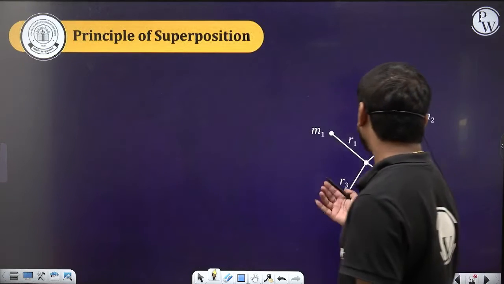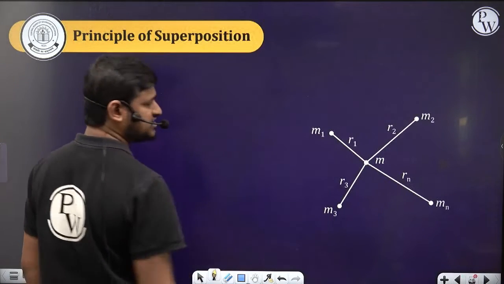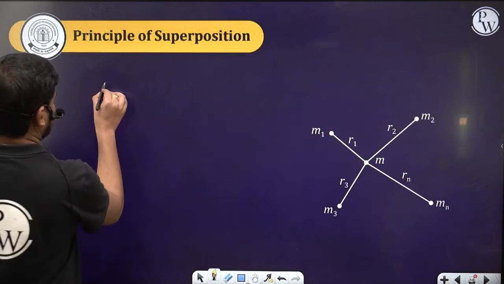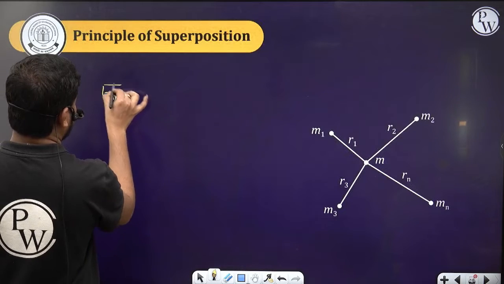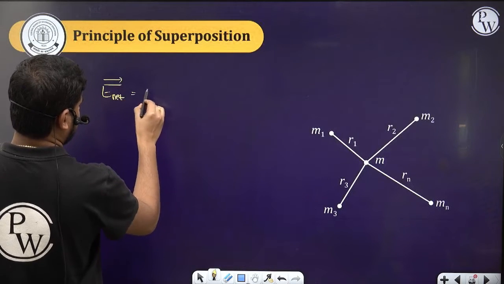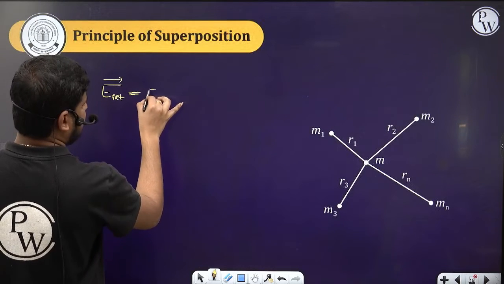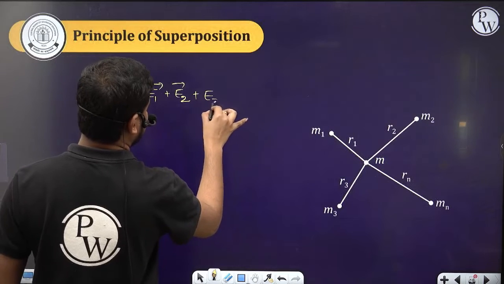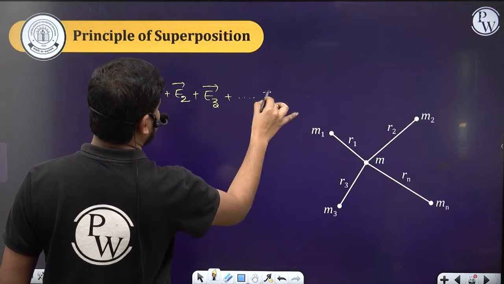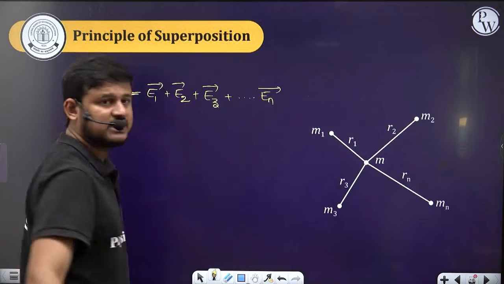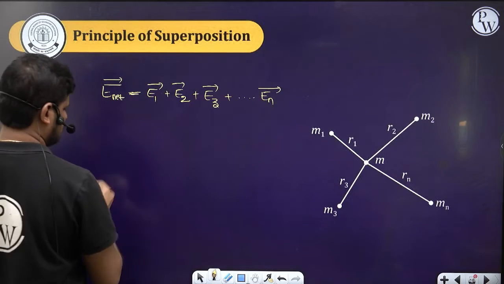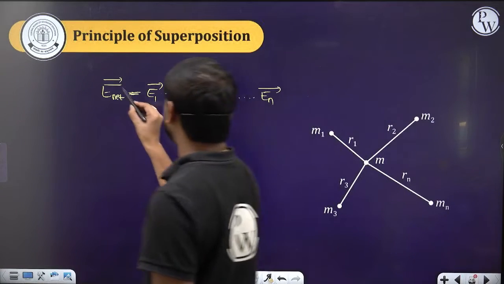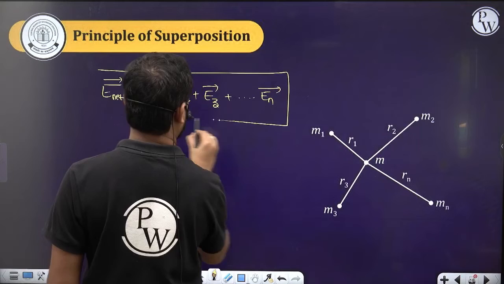And if you have to find the net gravitational field due to a system of masses, how do we find it? The E net, the net gravitational field, will be equal to E1 plus E2 plus E3, till En. Okay, understood? Let's suppose there are two masses. We'll do the question so that you'll understand. Just write this one. The net will be equal to this one.